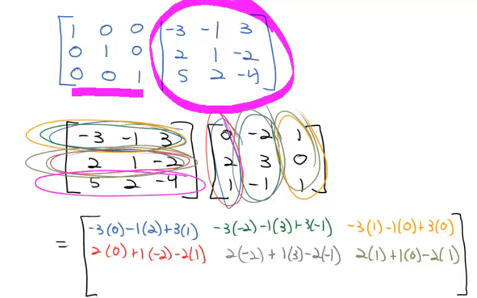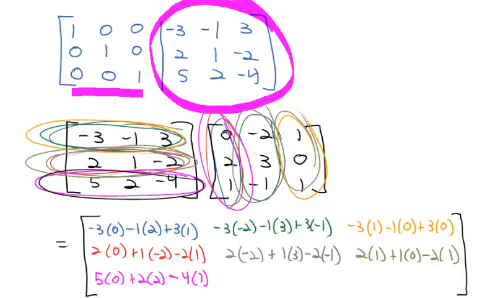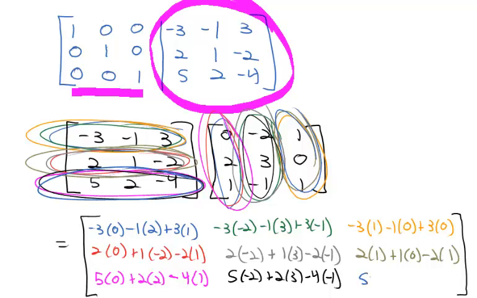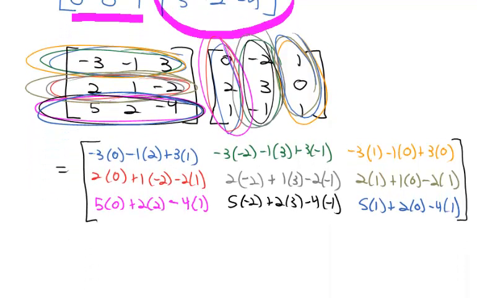Finally, in the third row, first column, this is becoming very colorful. 5 times 0 plus 2 times 2 minus 4 times 1. I'm running out of colors. Third row, second column, 5 times -2 plus 2 times 3 minus 4 times -1. And finally, I'm going to repeat the blue because I'm out of colors. Third row, third column, 5 times 1 plus 2 times 0 minus 4 times 1. Hopefully, when we simplify this mess, we will get the identity.